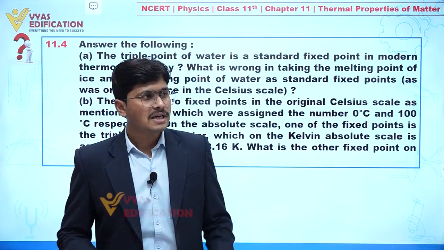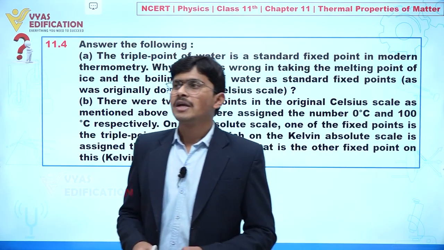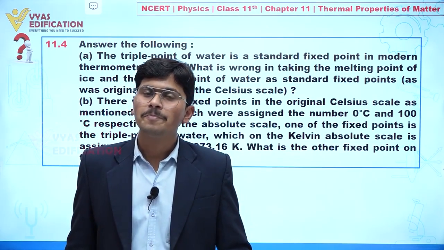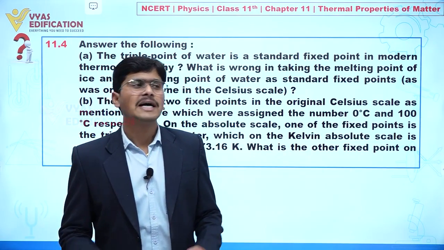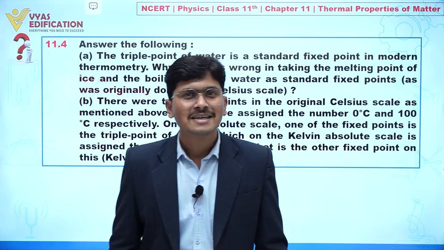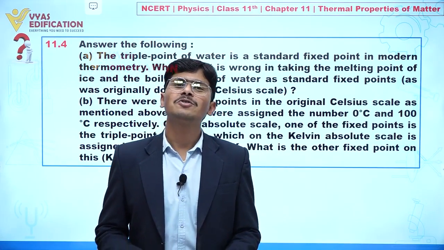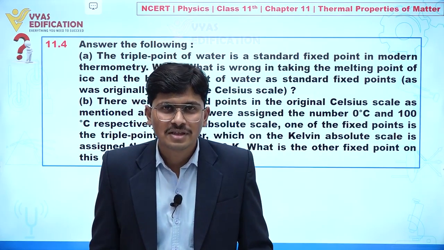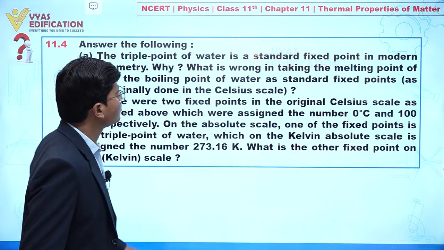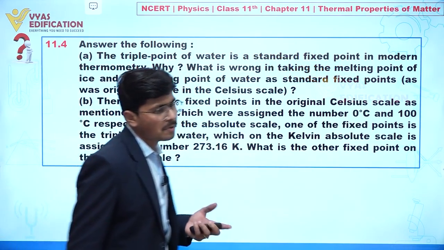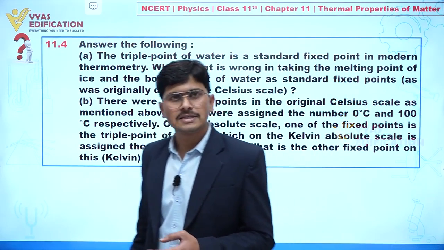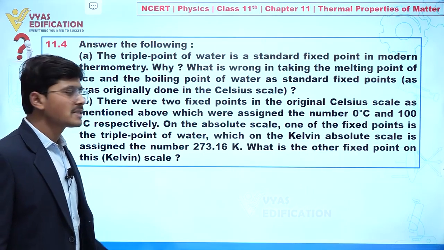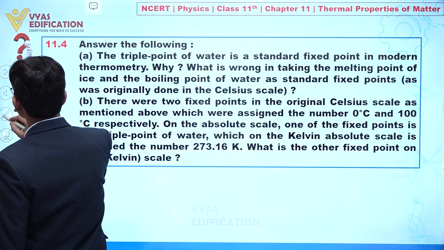Let's take another example. Suppose you are at a hill station. At a hill station the external pressure is less, so the boiling point decreases. That's why it is very difficult to cook vegetables or food there. So that's why we use the triple point of water as our reference. Clear to everyone? Yes. Now we are going to discuss part B.